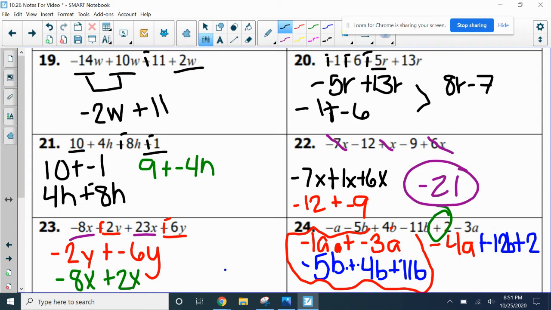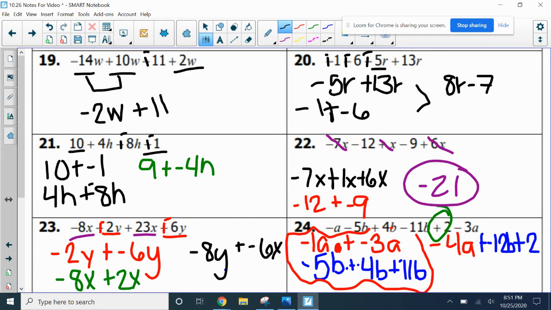All right, so I have negative 2y plus negative 6y. So 2 negatives going to make a bigger negative, so I have negative 8y. And then I have negative 8x and positive 2x. So positive and negative, subtract to keep the bigger sign. So 8 minus 2 is 6. Negative 8 is bigger, so plus negative 6x.